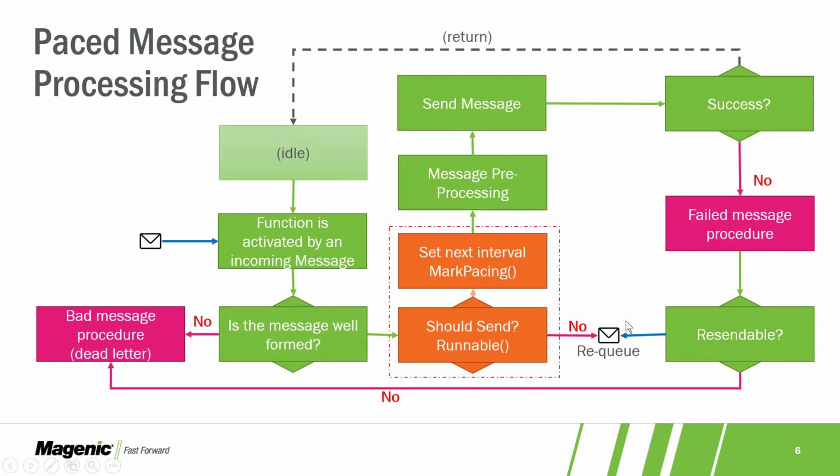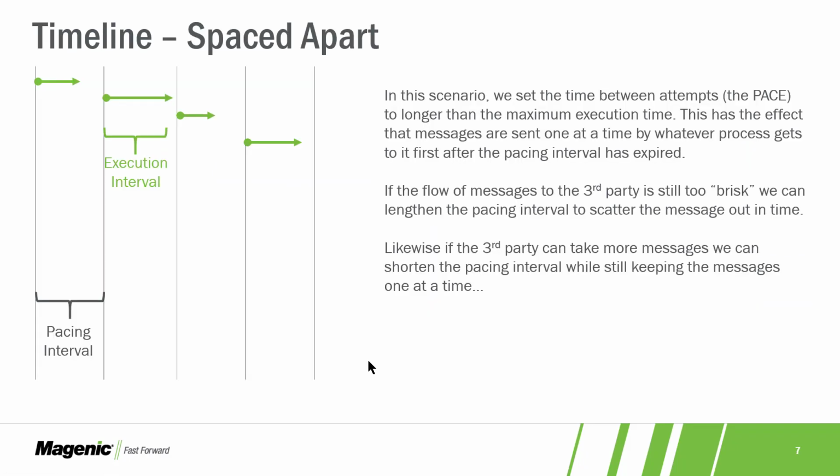So in the paced message flow, we're going to insert pacing. We're checking that timestamp to see if it's sendable, and we're updating the timestamp if it is. The end result is that we end up distributing those messages over time. Now, that's hard to visualize off of PowerPoint, so here's a little example.